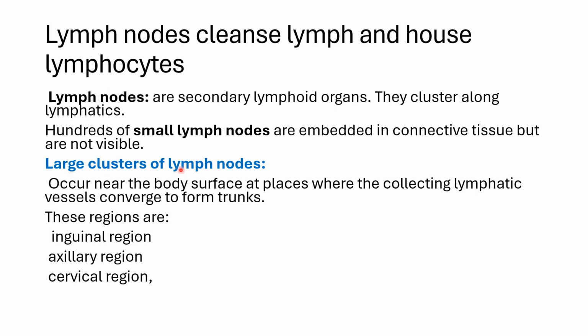Then we have some clusters of lymph nodes. These clusters are present at specific places in the body, and this is where the physician can palpate them. So these regions are the inguinal region, the axillary region in the armpit, and the cervical region. So maybe sometimes you went to the doctor and the doctor ran his or her hands under your chin, and then on the side of your neck, and on the top of your clavicle.